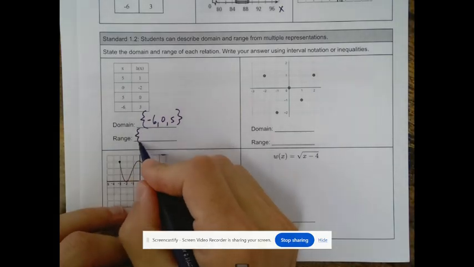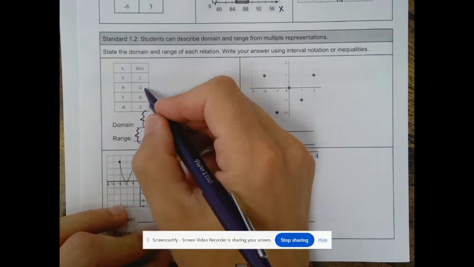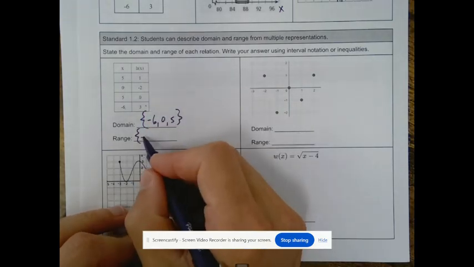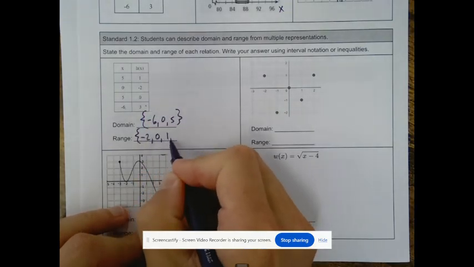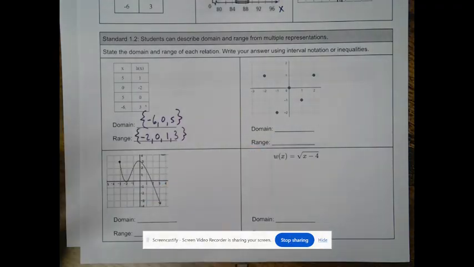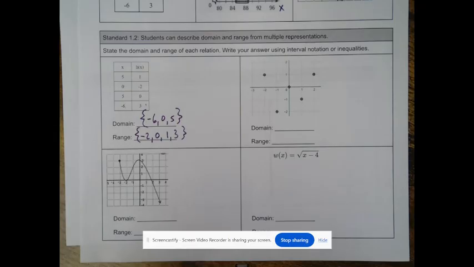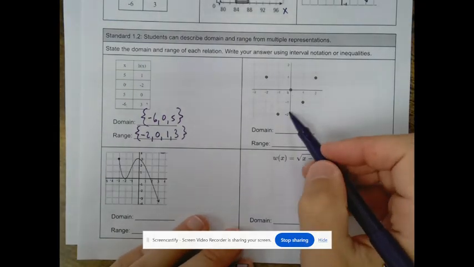For the range, again, domain are the x values, the inputs, range, the y values, the h of x, the outputs. So -2, 0, 1, 3. We just write the values we see. It's not -2 to 3 with all numbers included, because those numbers aren't in there. It's just specific values. Same applies for the scatter plot right here.